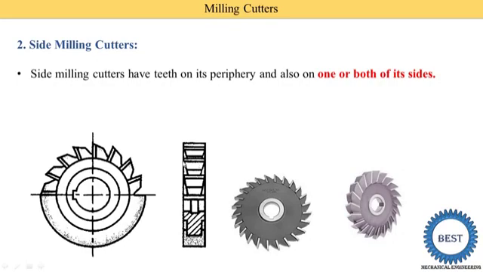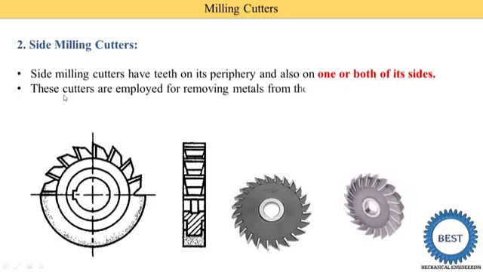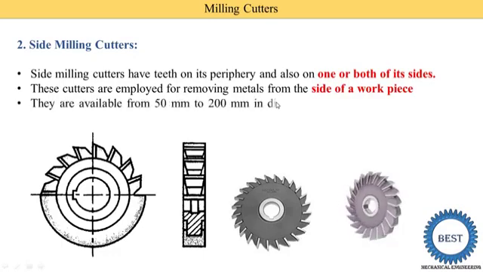That means cutting edges are provided on this periphery as well as on this side. Here you see that this is on the periphery and this is on the side. So cutting takes place from multiple sides of the cutter. These cutters are used for removing metal from the side of the workpiece, not from the face of the workpiece.